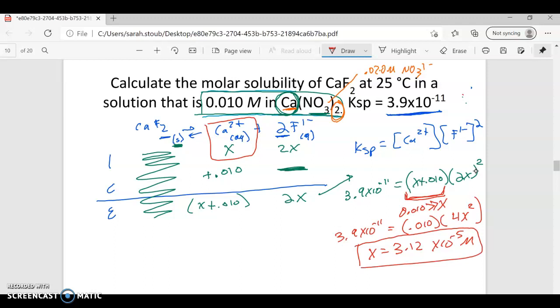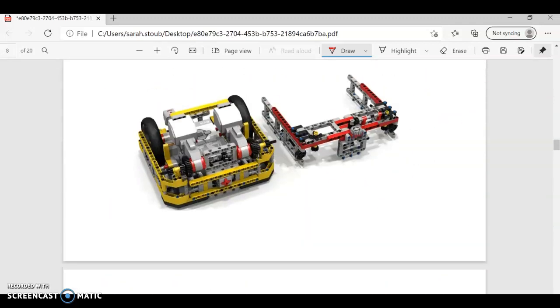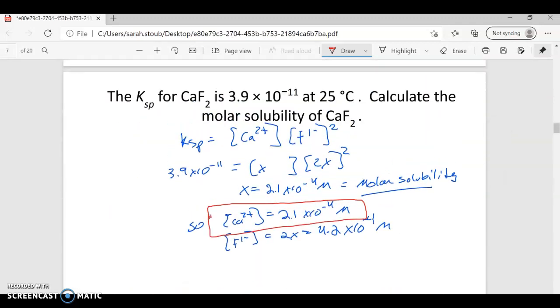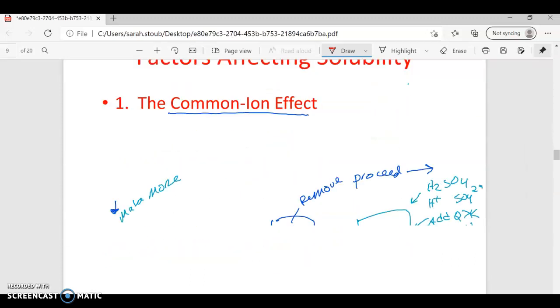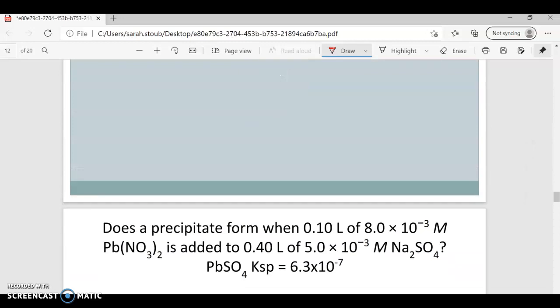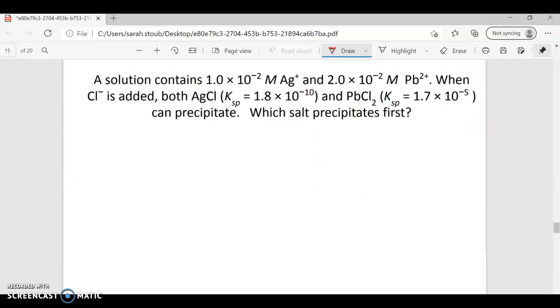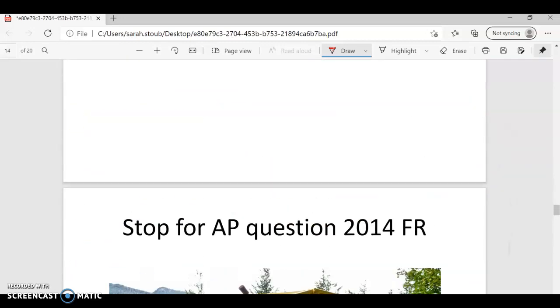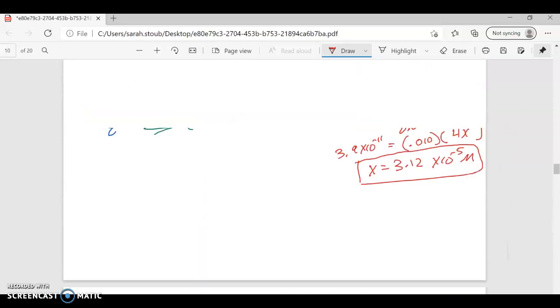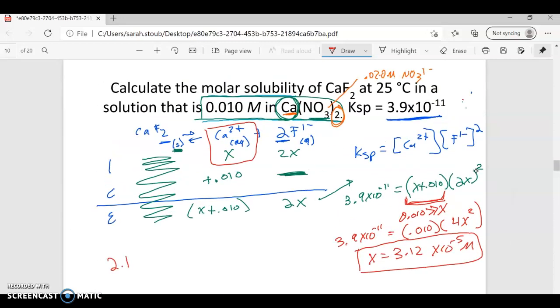If we take a look at this number and the problem you did before, this problem here, we calculated the molar solubility when it wasn't in calcium nitrate, and we got 2.1 times 10 to the negative 4 on that one. And now, looking back here, where'd it go? Here we go. Before we got 2.1 times 10 to the negative 4.